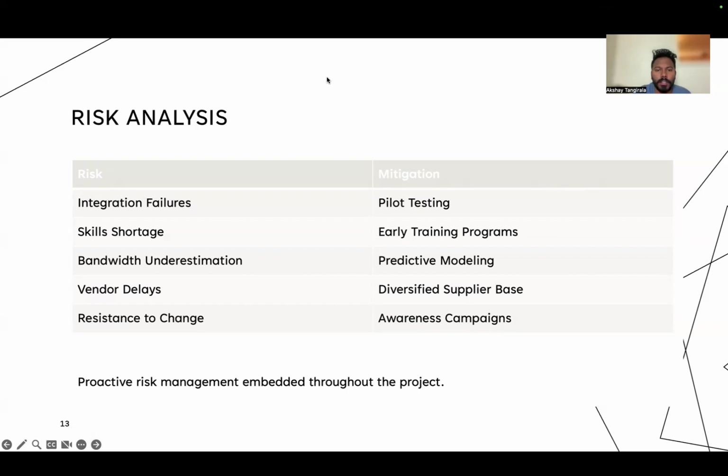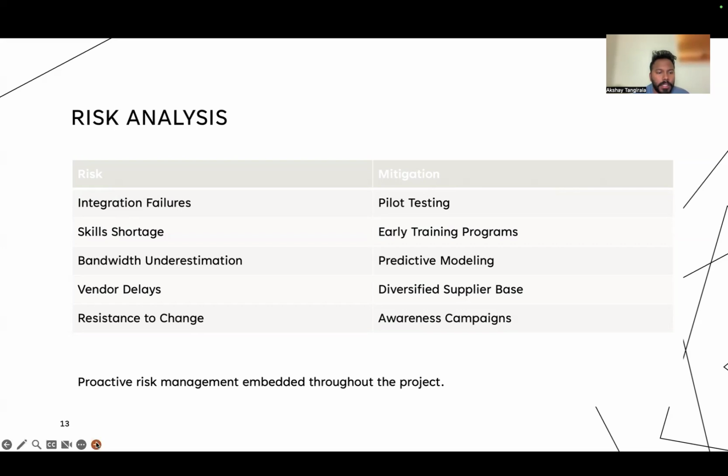Hello, this is Akshay. Coming to risk analysis, every project has risks and we have planned for them. For integration issues, we will run lab pilots. To address the skills gap, we'll implement early training. Predictive modeling will help prevent underestimating bandwidth. And we are mitigating vendor delays by keeping a flexible supplier pool. To manage employee resistance, we'll run internal awareness campaigns supported by leadership. These strategies ensure smooth and successful implementation.